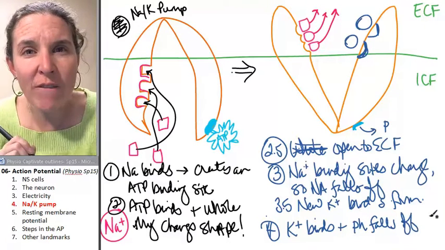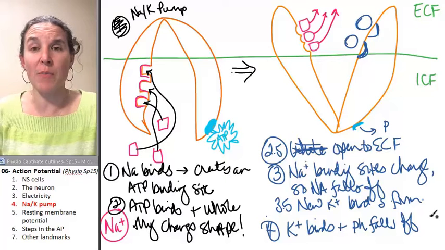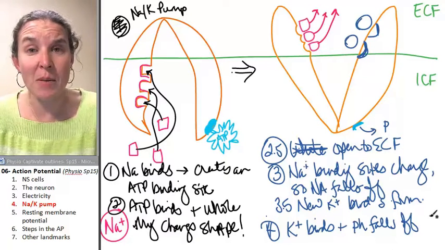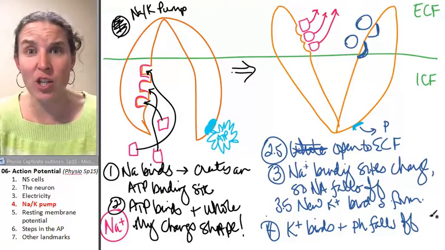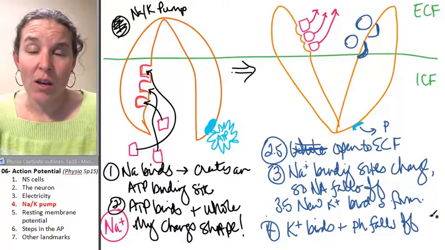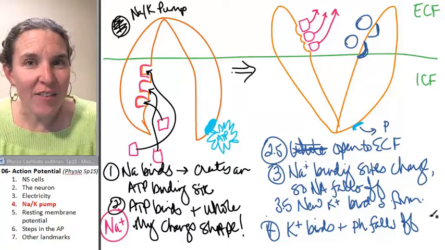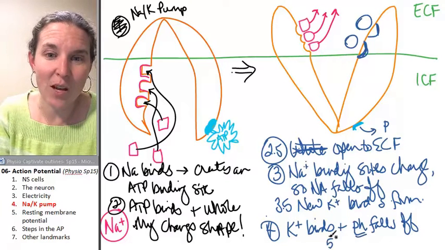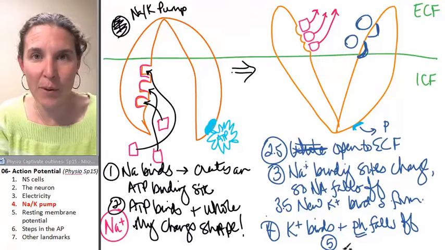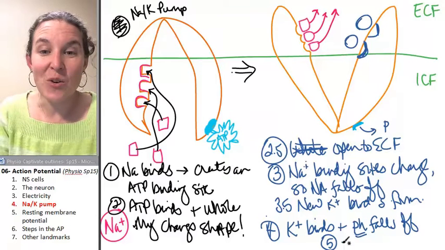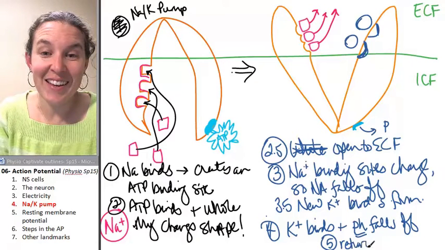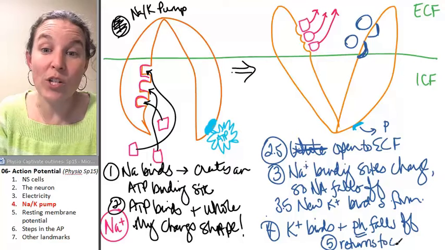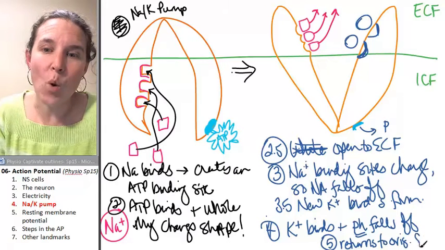Why did the phosphate fall off? The phosphate fell off because it doesn't fit anymore, because the potassium binding sites changed the shape of the molecule. The phosphate falls off. What happens to the entire pump? It returns to its original form.